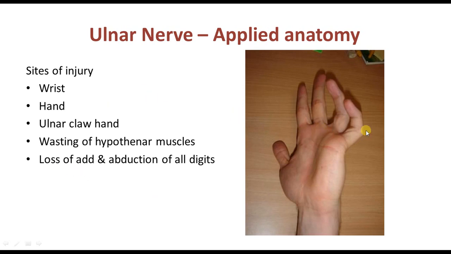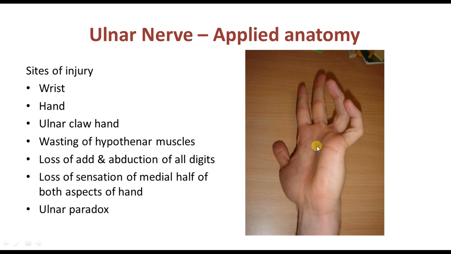Why? Because you know that all the palmar interosseae, which are responsible for adduction, and all the abductors, which is carried out by the dorsal interosseae, are supplied by the ulnar nerve. So you get loss of abduction and adduction of all the digits. Cutaneous sensation from the superficial branch to the medial half of both aspects. Okay, again ulnar nerve is responsible for the cutaneous innervation of the palmar aspect as well as the dorsal aspect.